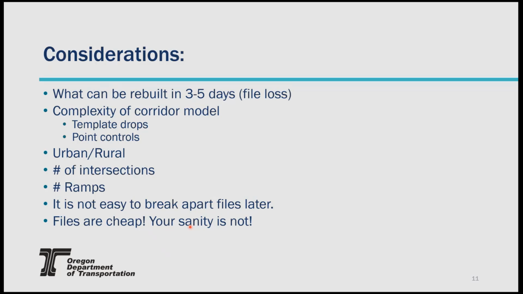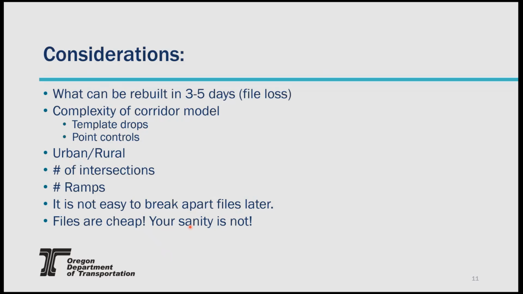The complexity of the corridor model: how many template drops you're going to have, how many point controls, how many parametric constraints. If you start to get into high numbers, you might want to consider breaking it apart. Do a backbone with end conditions, because it'll decrease the amount of processing time the program needs. Whether it's urban or rural, some rural jobs might be complex. You might have some super elevation adjustments and need to separate it out, or it might be super simple and you throw 2 lanes down a rural road and away you go.